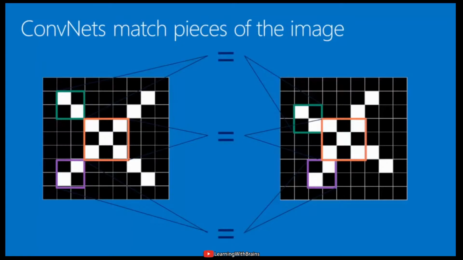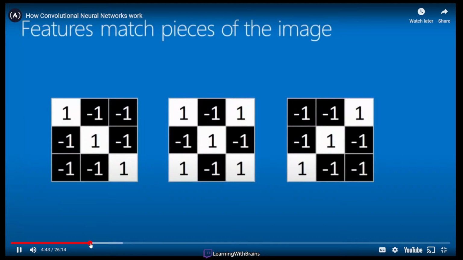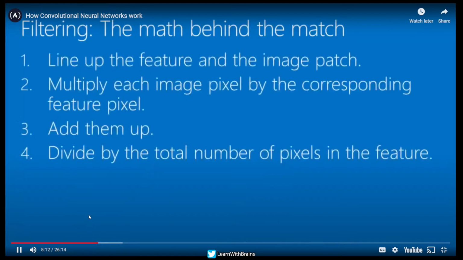Now, one of the tricks that convolutional neural networks use is to match parts of the image rather than the whole thing. So if you break it down into its smaller parts or features, then it becomes much more clear whether these two things are similar. Examples of these features are little mini images, in this case, of the bigger image. The way this is done is a feature is lined up with a little patch of the image, and then one by one, the pixels are compared.